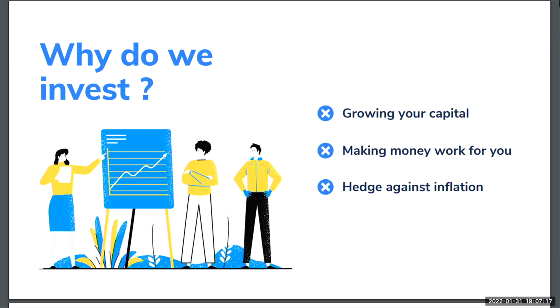Well, you can make money, you can grow your capital. It's a good way to make money more passively because once you place your money, you don't really have to work for it. So it's another source of income that is very important to develop. And why should you develop it? Because you can hedge against inflation.